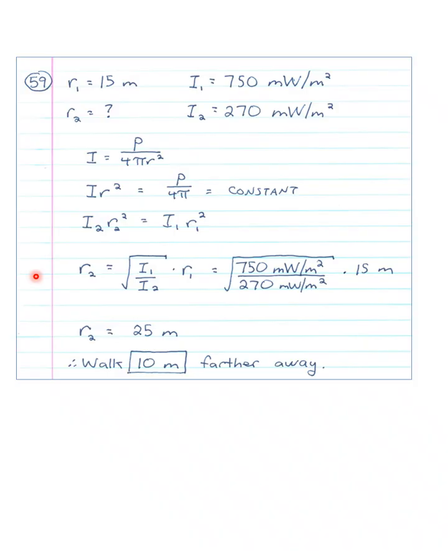We don't need to get those in MKS units. Milliwatts is fine. As long as the units are the same, they will divide out, and we're just left with that ratio, times R1, which is 15 meters. So the final distance is 25 meters. So our initial distance was 15 meters. Final distance is 25 meters. The question asked, how far do you need to walk directly away? So to go from 15 meters away to 25 meters away, you have to walk 10 meters farther away.